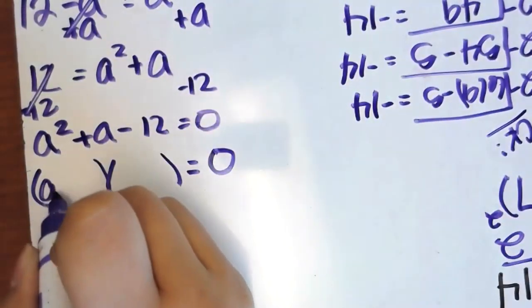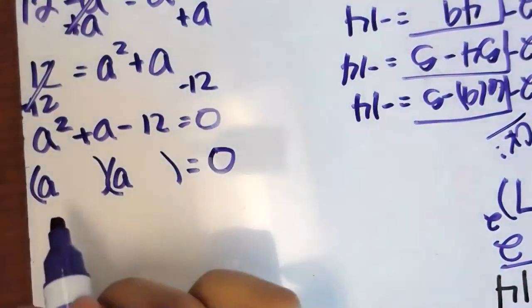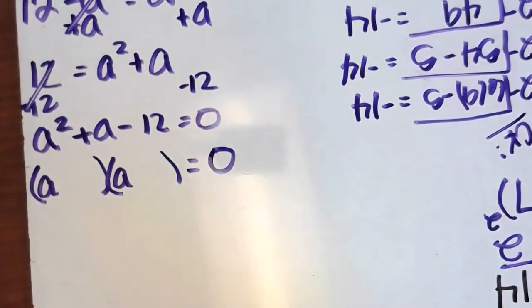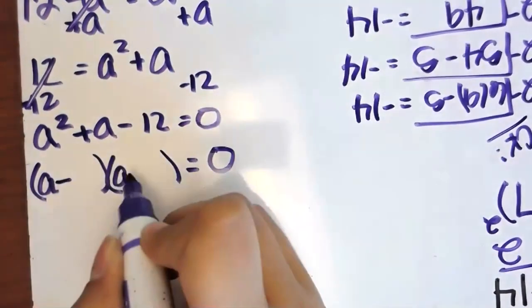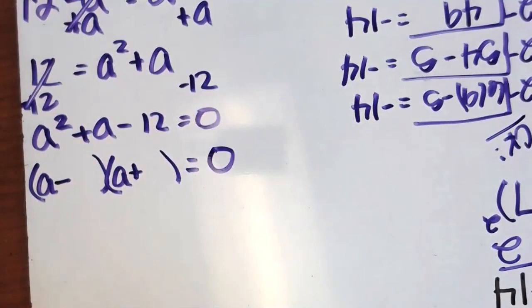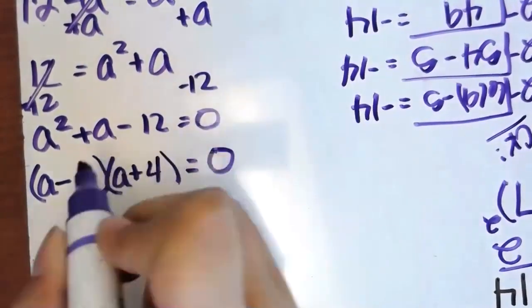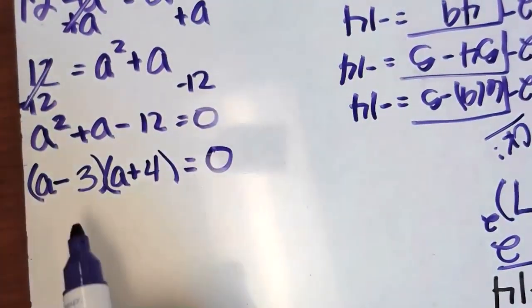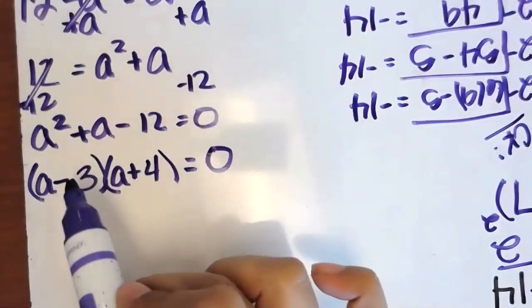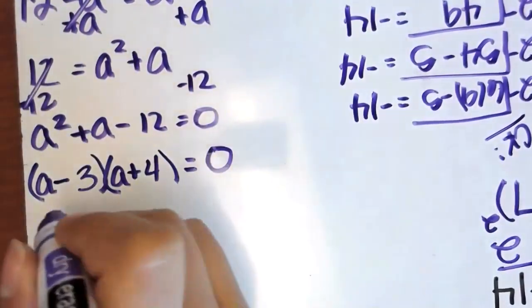So we're going to put our a on the left side because we have a squared, so we need a times a. And you need 2 factors of negative 12 that combine to a positive 1. So since it's a negative 12, this tells you need a negative and a positive. And 2 factors of 12 that combine to 1, since they're opposite signs and you have a difference of 1, this would only give you 3 and 4. Since it's a positive 1, you need the bigger factor to be positive. So negative 3 times a positive 4 is negative 12, and negative 3 plus 4 is a positive 1.